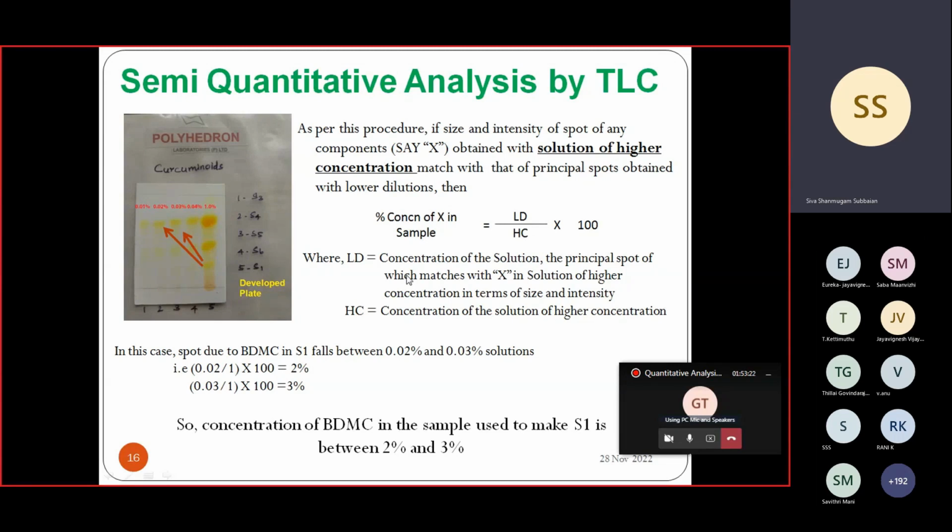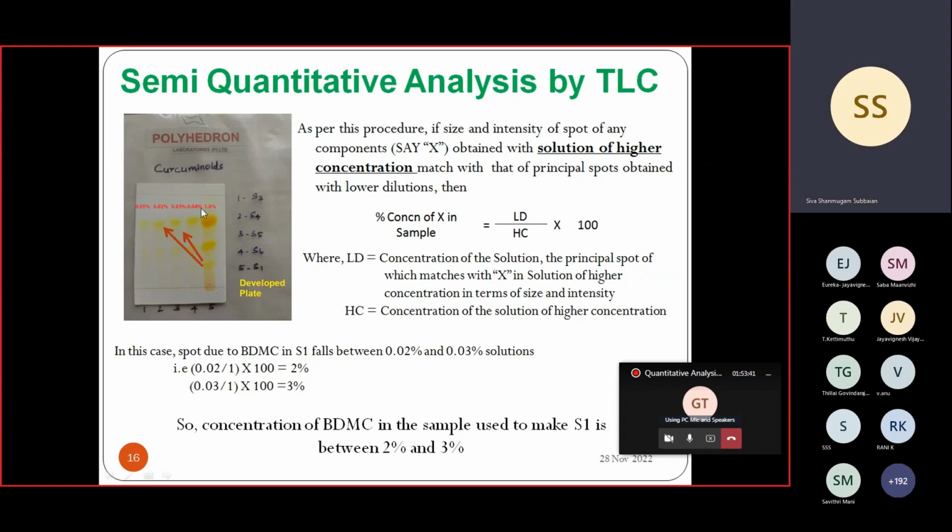LD is the concentration of the solution, the principal spot of which matches with X in the solution of higher concentration in terms of size and intensity. That is either 0.02 or 0.03. HC is the concentration of the solution of higher concentration.